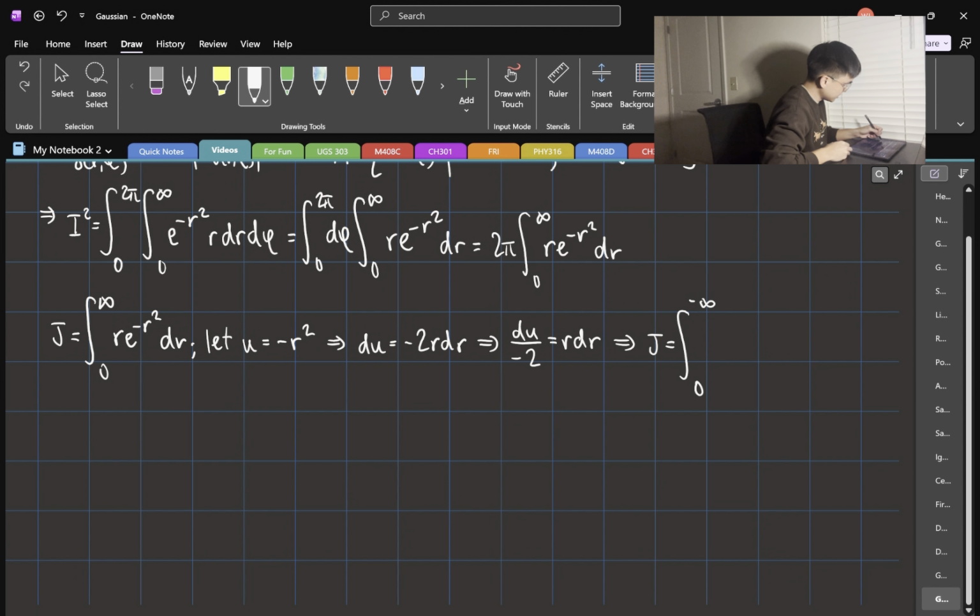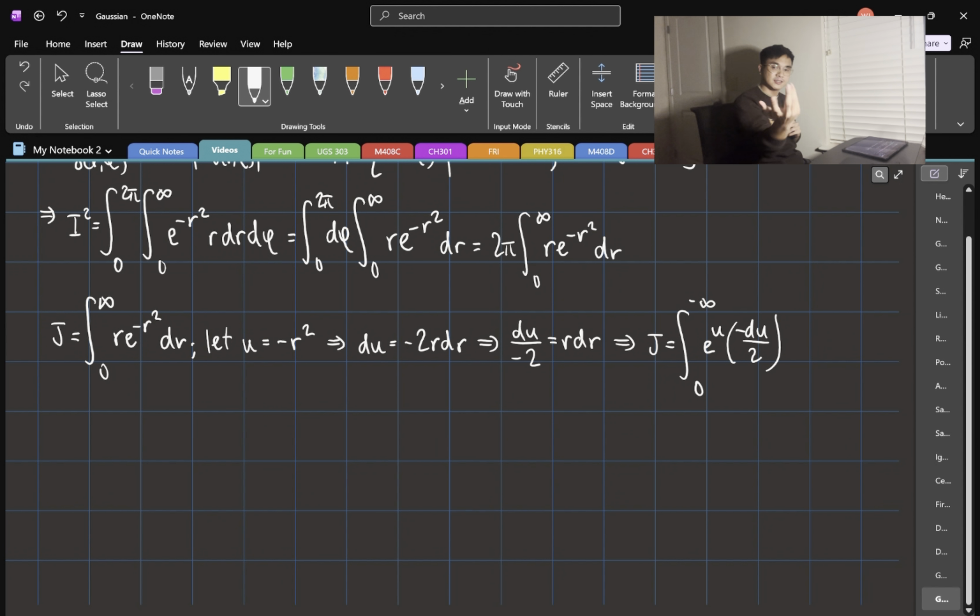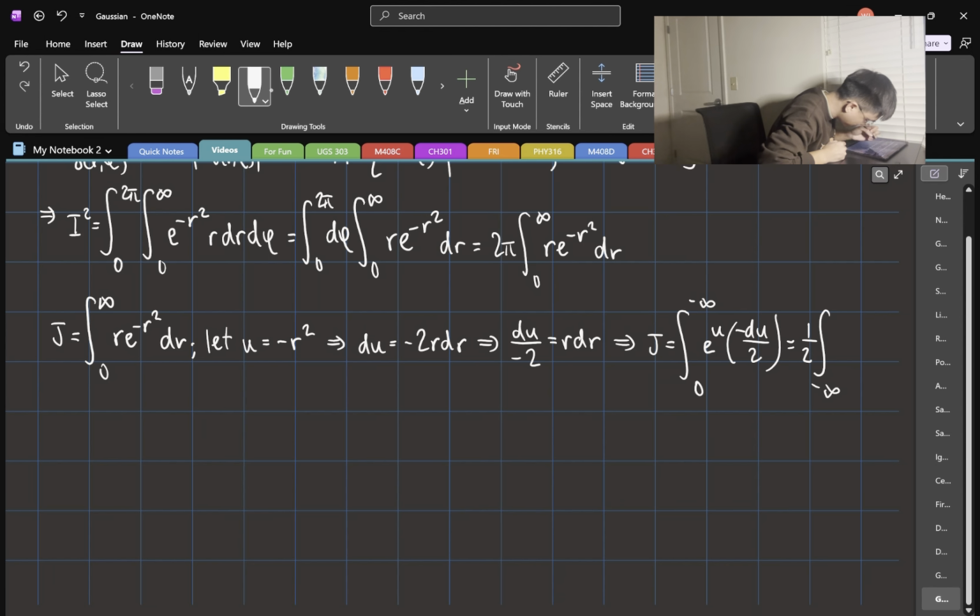And so, okay, I see this r dr right here. I'm just going to replace it by a du over minus 2. And I have this e to the minus r squared. Well, that is just simply e to the u. And then the r dr is going to become a minus du over 2. I take that minus sign and I stick it into the integral sign so I can flip the bounds. I'm going to extract the positive 1/2 and bring it outside the integral just to make things a little bit cleaner. So we have an integral from negative infinity to 0 of e to the u du.